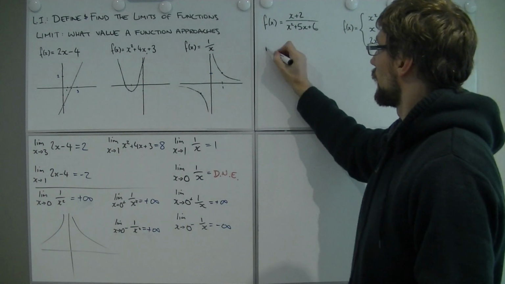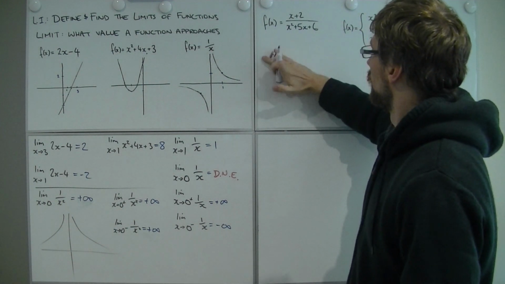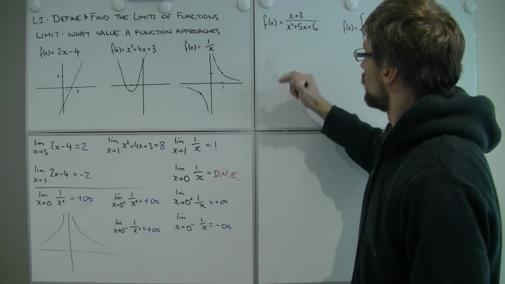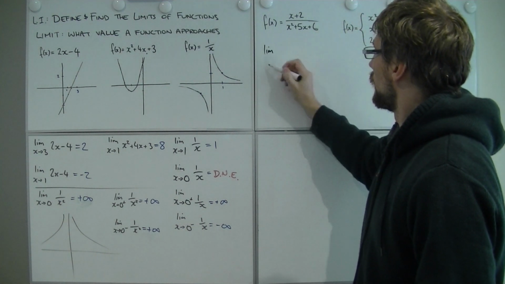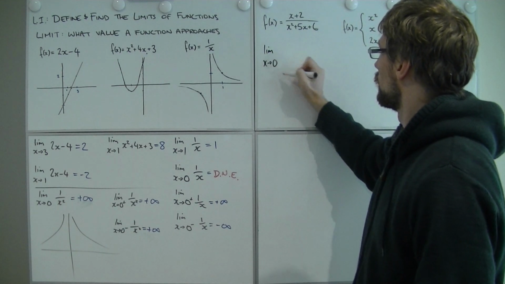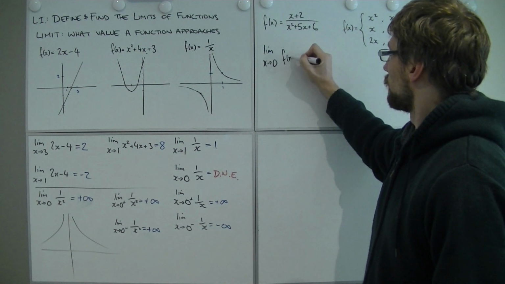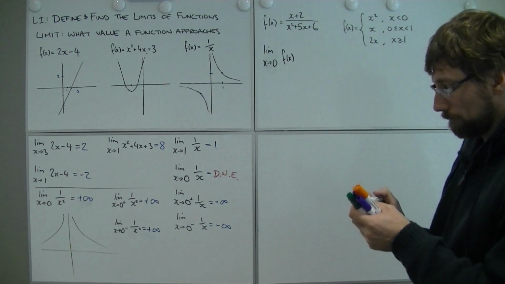For now, I'm just going to say, alright, what happens as... what's the limit as x approaches, let's pick something nice and easy, we'll pick 0. Cool, for this guy, I'll just put f of x to save me having to write it all out again.